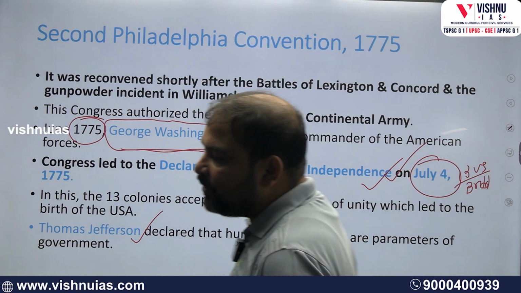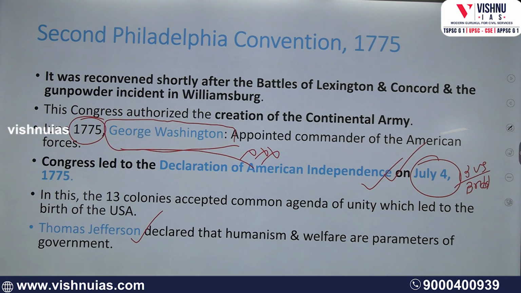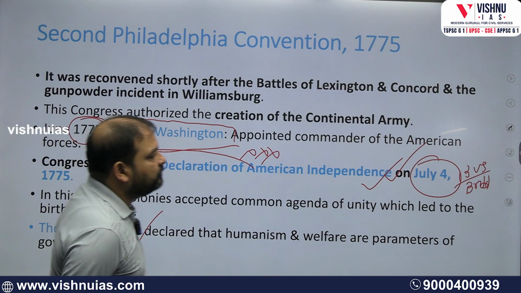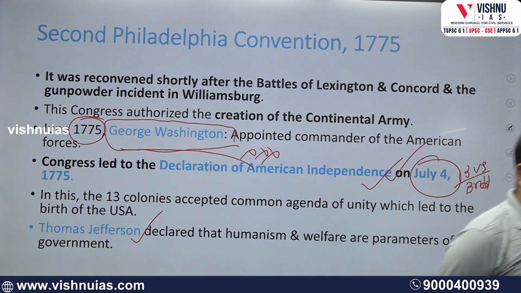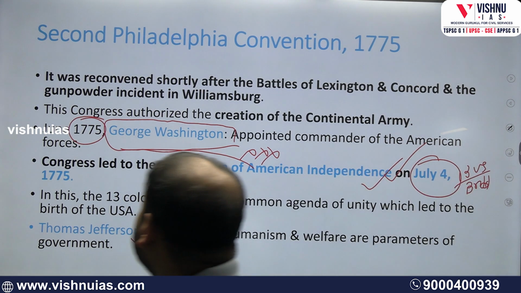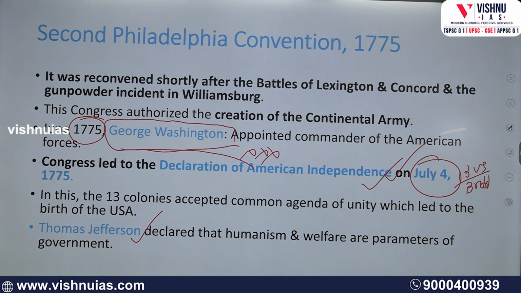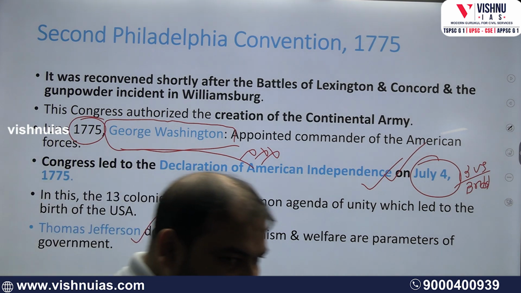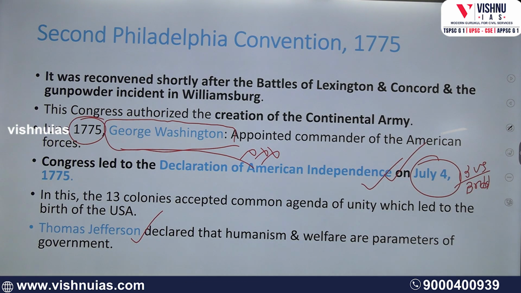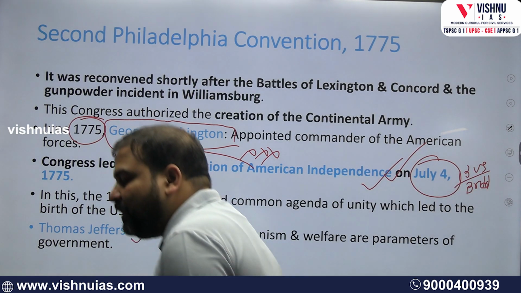Third very important point, decided the formation of Continental Army. Guys, three things have been decided here. Who is the commander? George Washington. 4th July is going to be our independence, and we are going to form an army. Decided to form a Continental Army.